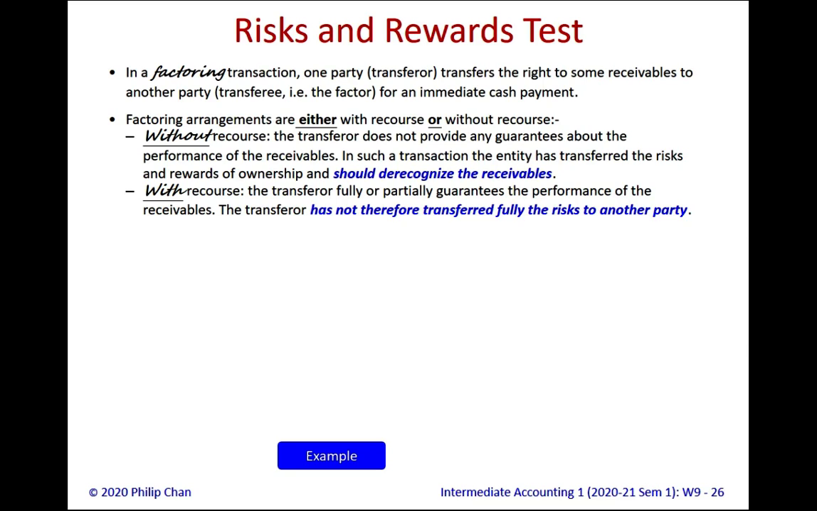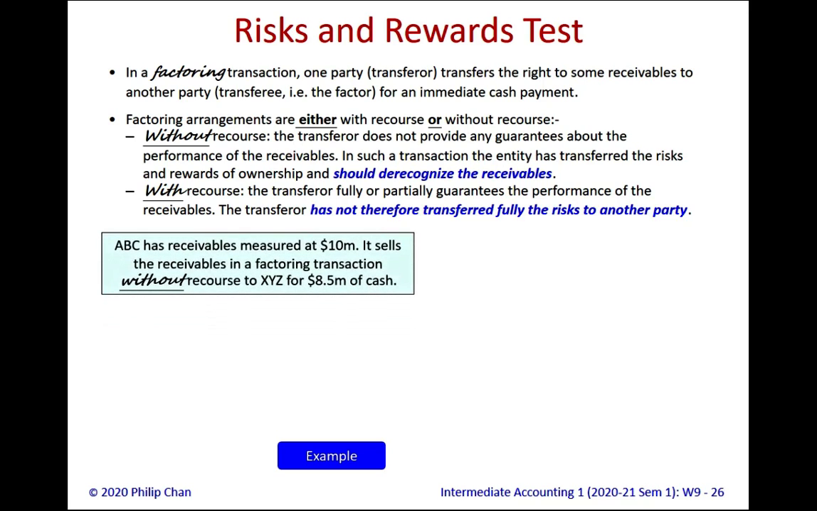In this case, you must derecognize that receivable, and then debit the bank for the money that you receive from the factor. In the case of with recourse, the transferor fully or partially guarantees the performance of the receivable. Therefore, the transferor has not fully transferred the risk to another party, and it is likely that the transferor cannot derecognize this receivable, but instead the transferor would treat the money received like a loan. So let's see two examples for illustration.